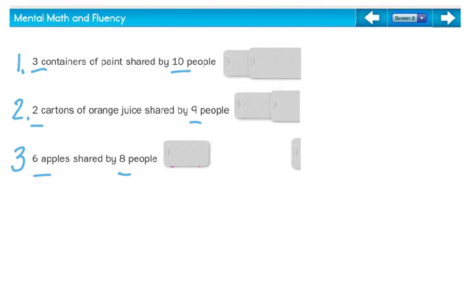So 3 containers of paint shared by 10 people would be 3/10. 2 cartons of orange juice shared by 9 people would be 2/9. You can write the fraction this way as well. 6 apples shared by 8 people, 6/8.